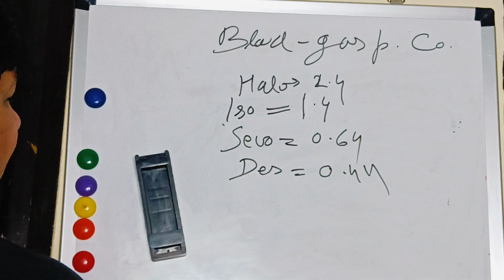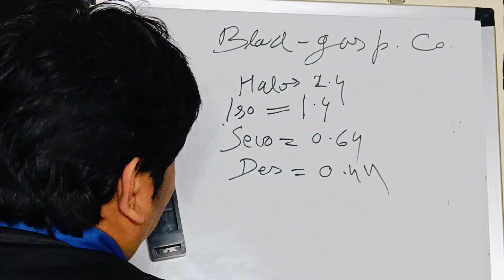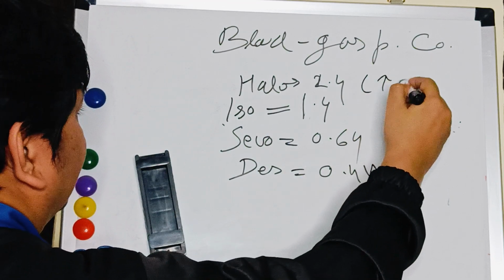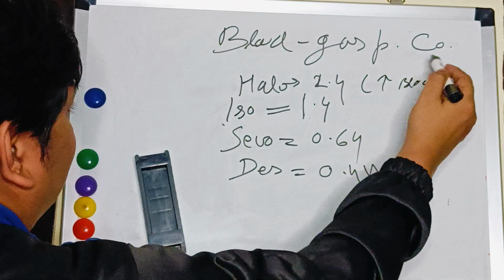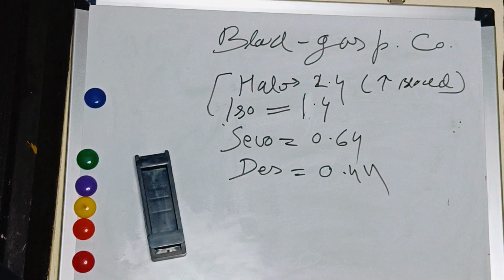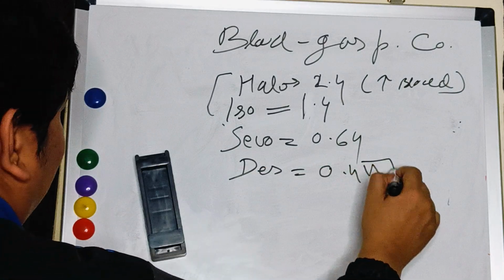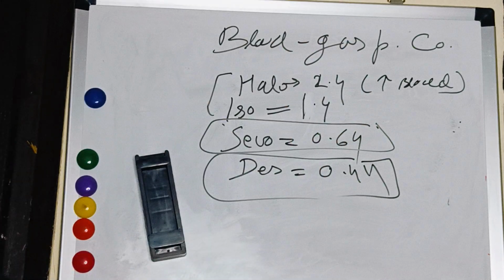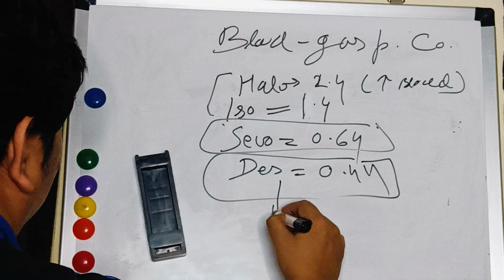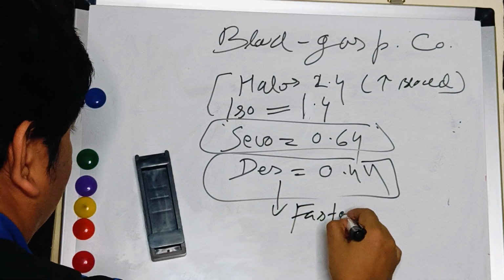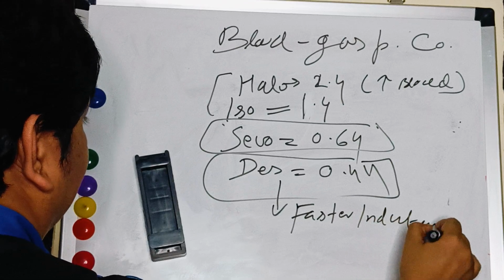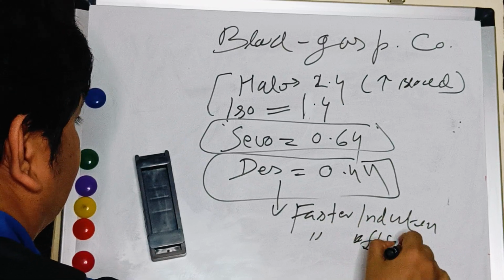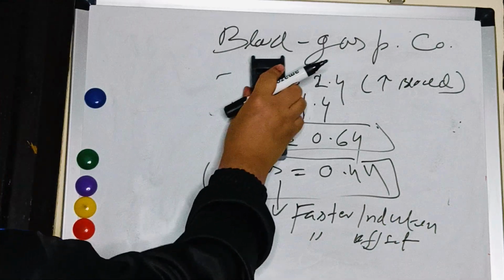Now you can see that halothane has a very high blood gas partition coefficient, so it is highly blood soluble. That's why it is not so rapidly acting. This is the rapidly acting drug, and this is a moderately rapidly acting drug. So this drug has a faster induction time and faster offset in comparison to halothane.